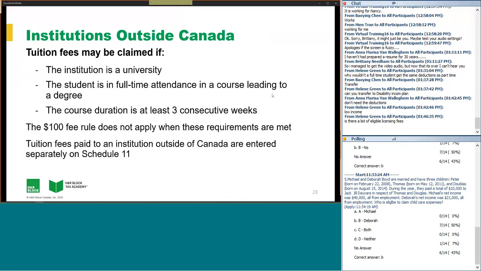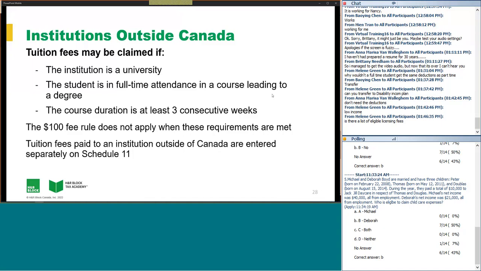Okay. There is a similar credit if you go to an institution outside Canada, but different rules. Outside Canada, they have to be a university or you don't get it. They have to be full-time or you don't get it. They have to take enough courses to be full-time. And this is the fun one, they have to pass them.